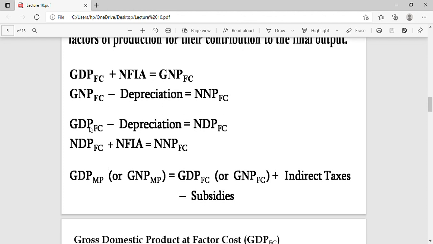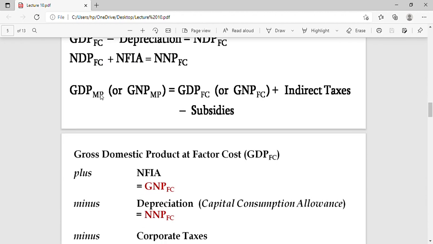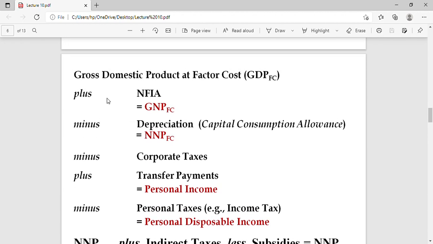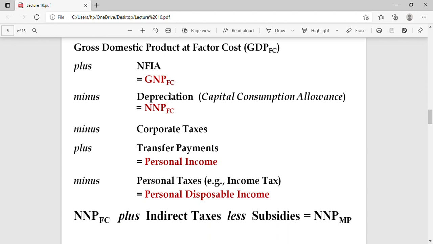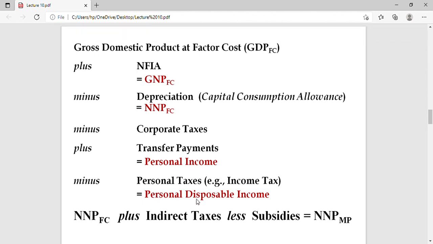You can find the definitions by doing a Google search. So these are some formulas. You can see that GDP plus NFIA gives GNP, and if we subtract depreciation, it will be NNP. And if we minus corporate taxes plus transfer payments, then we will get personal income. And if we minus personal taxes, we will get personal disposable income.